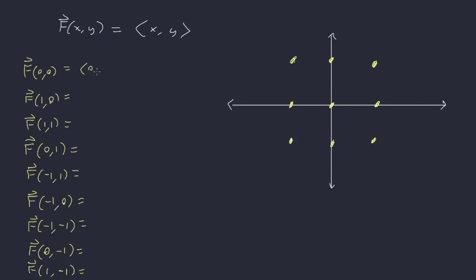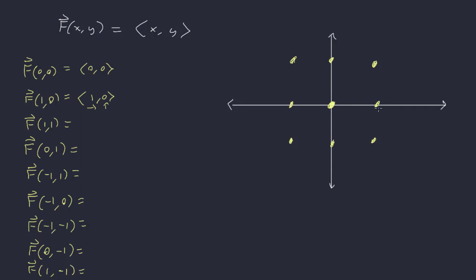For 0, 0, we're going to get the vector 0, 0. Well, the vector 0, 0 doesn't do anything, that's just a point. Then at the point 1, 0, we're going to get the vector 1, 0. So that means this vector goes out 1 in the x direction and up and down 0.